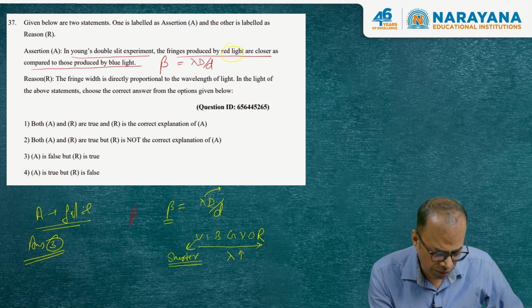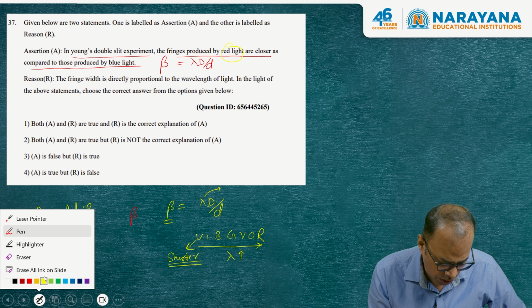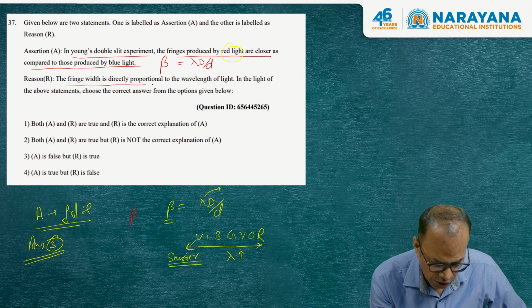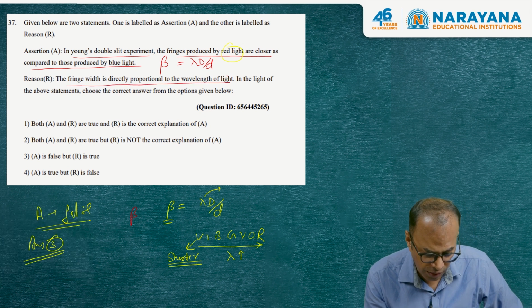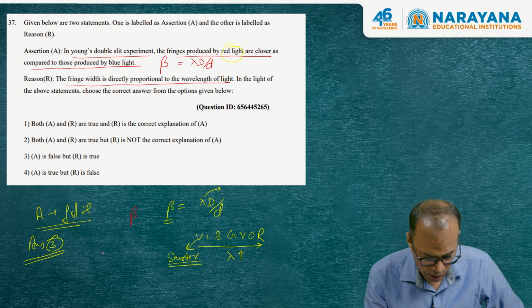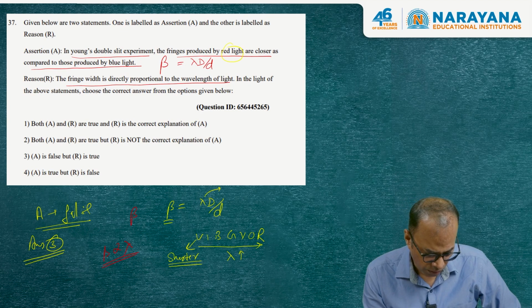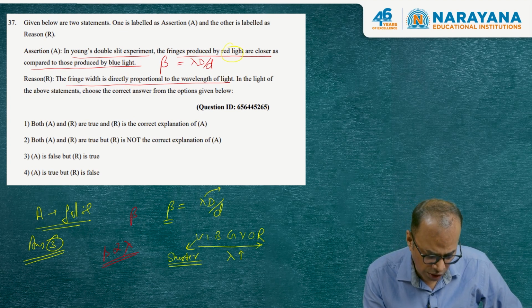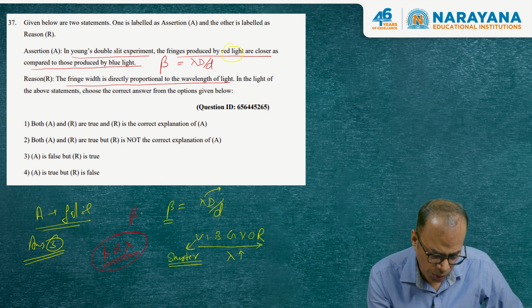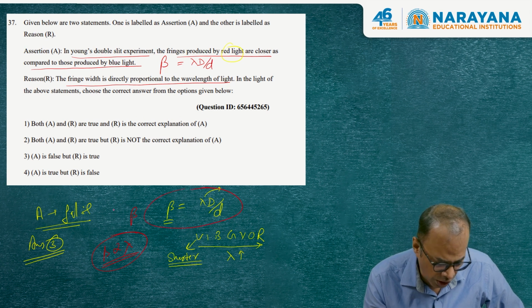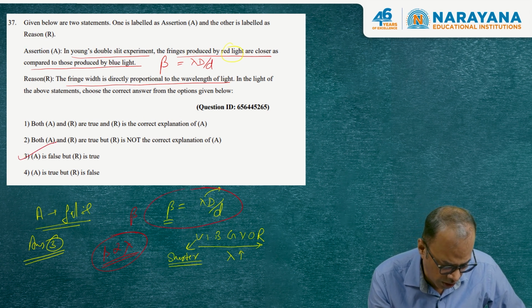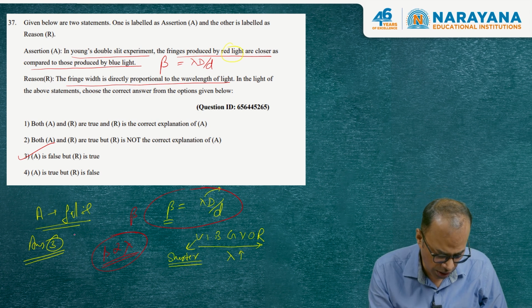The reason says that fringe width is directly proportional to, not beta, wavelength, which is true. Beta is clearly directly proportional to lambda. So reason is false. I think I got something wrong. Yes, assertion is false and reason is true. Sorry. So beta is proportional to lambda, which is correct. So the reason is true, assertion is false. Answer is option 3. That is the answer.